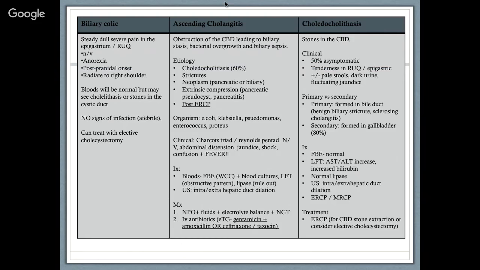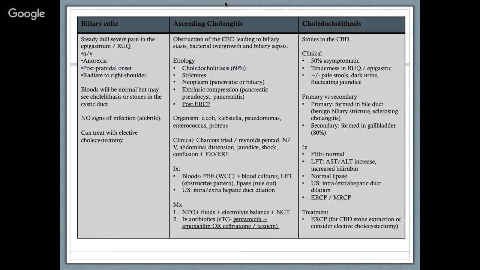Okay, again, sorry for the content-heavy slide, but it's worth knowing a little bit about biliary colic, ascending cholangitis, and choledocholithiasis. Biliary colic we spoke about. You can treat with an elective cholecystectomy if you want, but the patients won't have signs of infection usually. They'll be afebrile. Ascending cholangitis is the one that we really worry about. It's obstruction of the common bile duct leading to biliary stasis, bacterial overgrowth, and biliary sepsis.